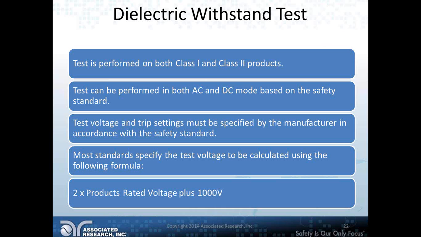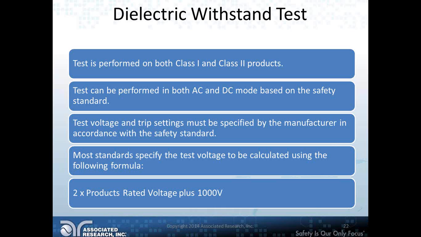Now, the HIPOT test is performed, or can be performed, on both Class 1 and Class 2 products, and it can also be performed in AC or DC mode based on, again, the safety standard, which will basically call out whether an AC test is required or a DC test is required, or if both AC and DC tests are required. The test voltage and all the failure settings for this test must be specified by the manufacturer in accordance with the safety standard.